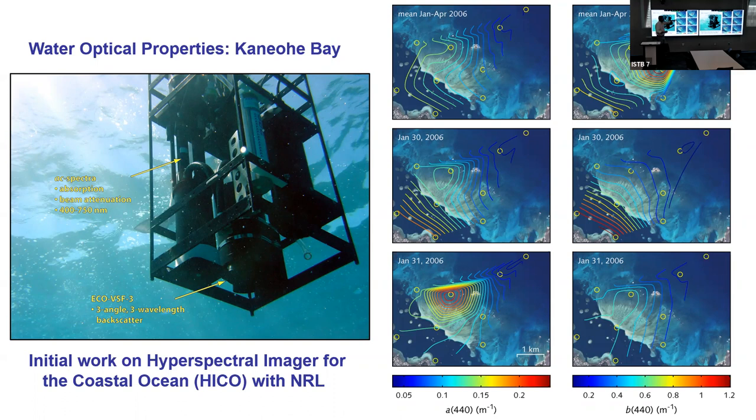And this is Hawaii Kaneohe from the spring in 2006. This is one day to the next. And absorption changes from one day to the next, scattering changes from one day to the next. The water optical properties are changing very rapidly in space and time. That's what I want to get across.